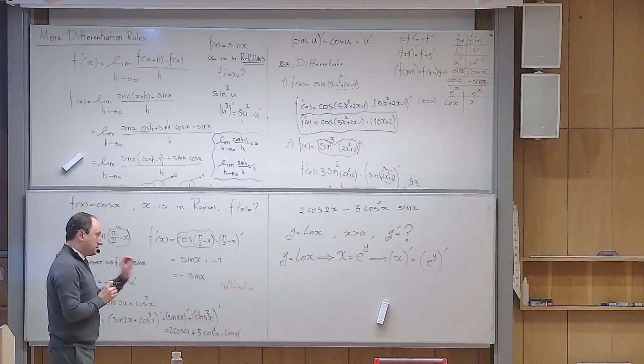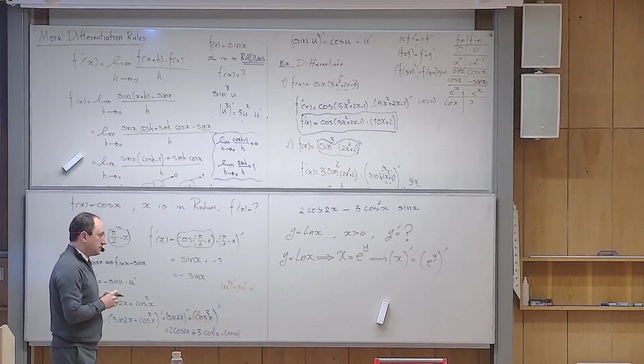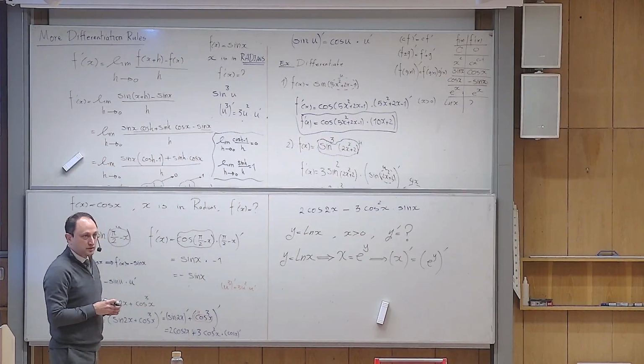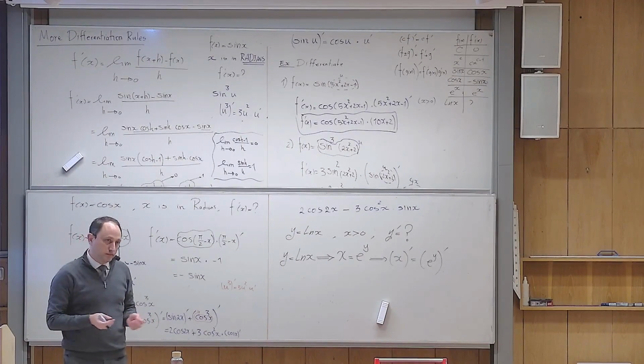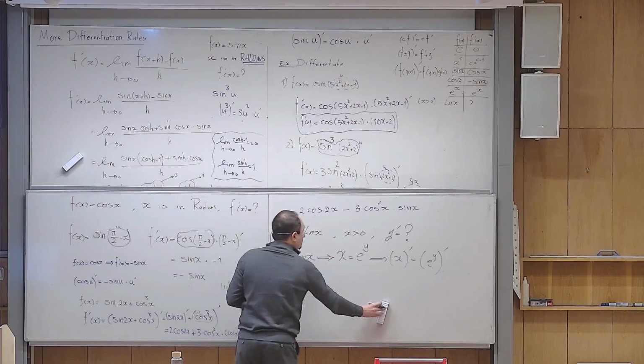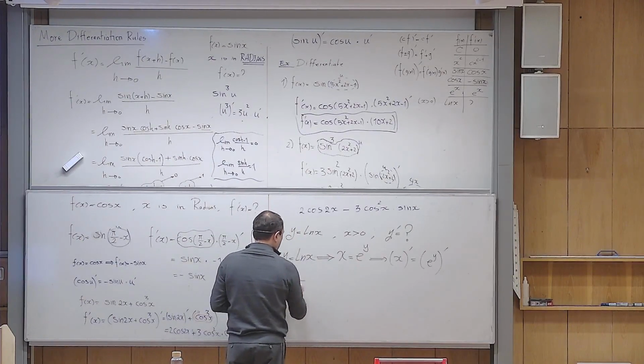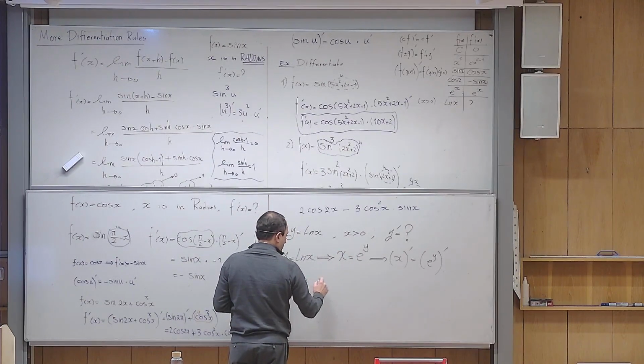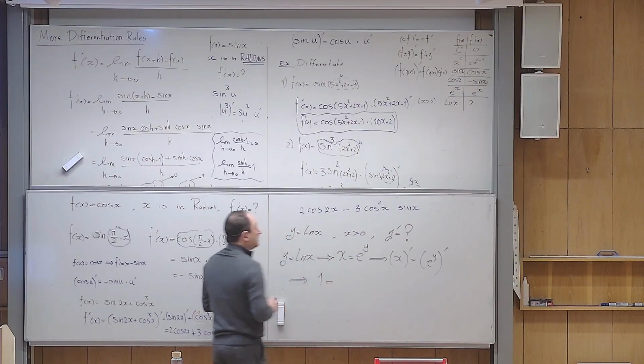This is sometimes confusing for students. I want to make sure that you understand that. What is the answer to the left side? X prime. Yeah, that's the standard. What's wrong?